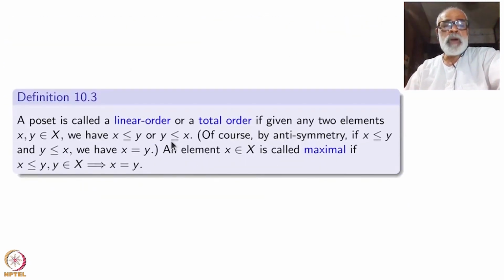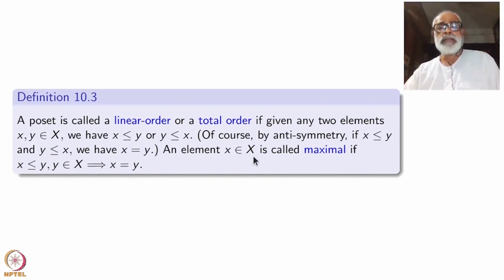A poset is called a linear order or a total order, both the terms are used, if given any two elements x and y inside it, we must have x less than or equal to y or y less than or equal to x. Or of course, x equal to y is also allowed. So you can say this is the law of trichotomy. Of course, by antisymmetry, if both x less than or equal to y and y less than or equal to x, then we have x equal to y.